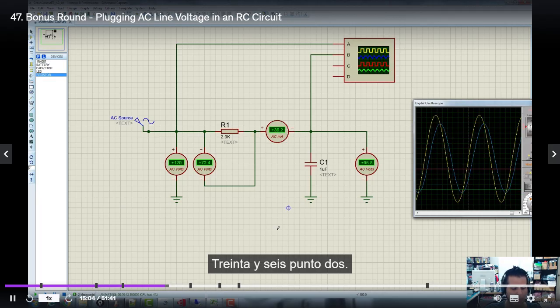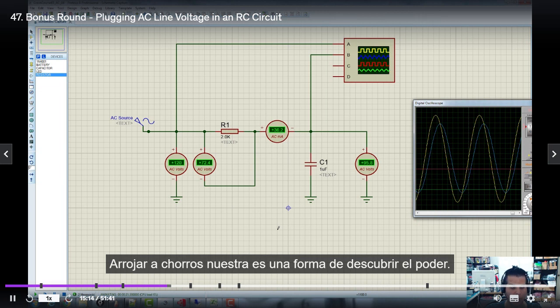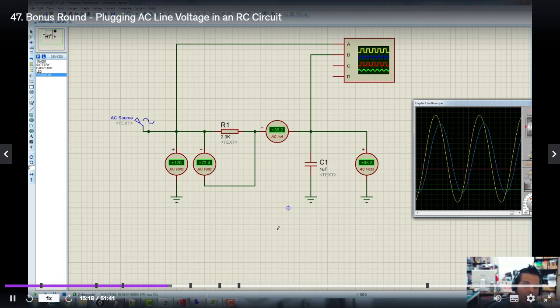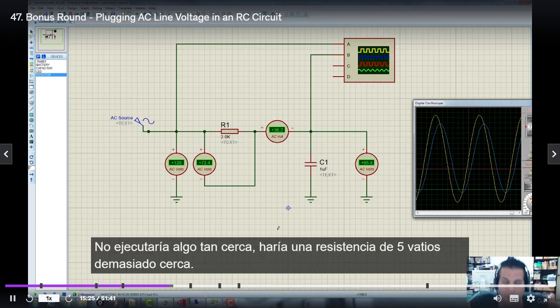36.2, we're going to square that, 36.2 milliamperes squared times 2K ohms. I squared R is one way to figure out power. That's 2.62 watts. So I think the resistor we're going to use is 2 watt, maybe 3 watt. It should be okay, but it's going to get hot pretty quick. I wouldn't run something that close. I would have a 5 watt resistor, just too close.